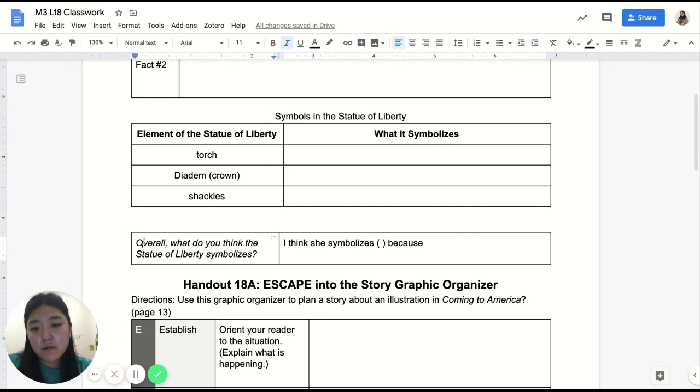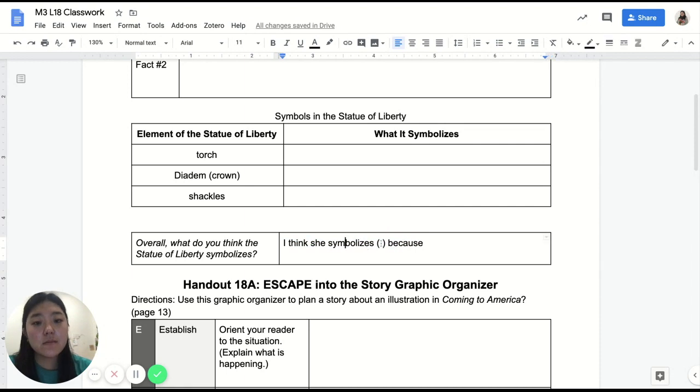So please don't forget. I noticed that a lot of you, when I have these sentence starters in the table already, it tends to be forgotten, or you look past it because it looks like it's done, but it's not, okay? So the question is, overall, what do you think the Statue of Liberty symbolizes, okay? And so I want you to write your answer here.